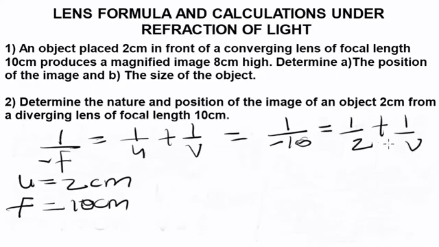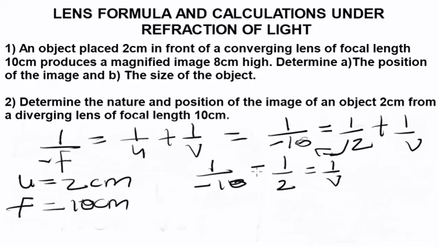So to make v the subject of the formula, this 1 over 2 will cross over the equality sign and change to negative. So we're going to have 1 over minus 10, minus 1 over 2 equals 1 over v. Now, in mathematics, it's not proper for a negative sign to be at the denominator. So this minus sign under 10 will go up to the top. So this whole expression will now be minus 1 over 10, minus 1 over 2 equals 1 over v.